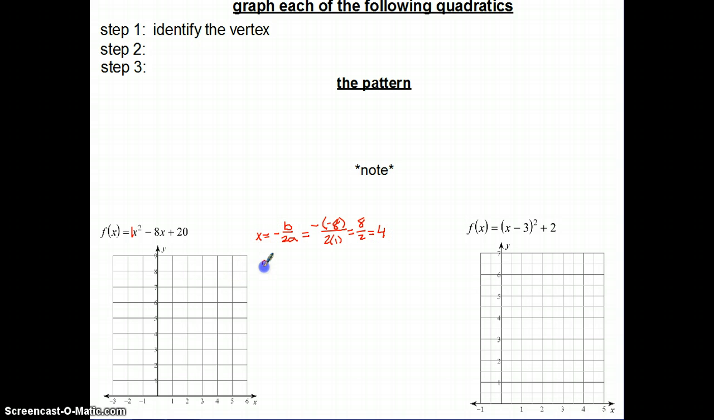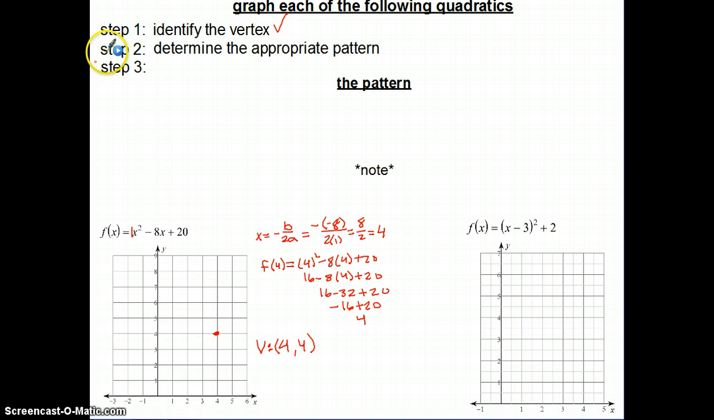To find my y value, I plug in this positive 4 to get 4 squared minus 8 times 4 plus 20. 4 squared is 16 minus 8 times 4 plus 20. 16 minus 32 plus 20 is negative 16 plus 20, which is positive 4. So your vertex is a positive 4 for x and a positive 4 for y. I'm going to put that on my graph. We found our vertex for the first example.